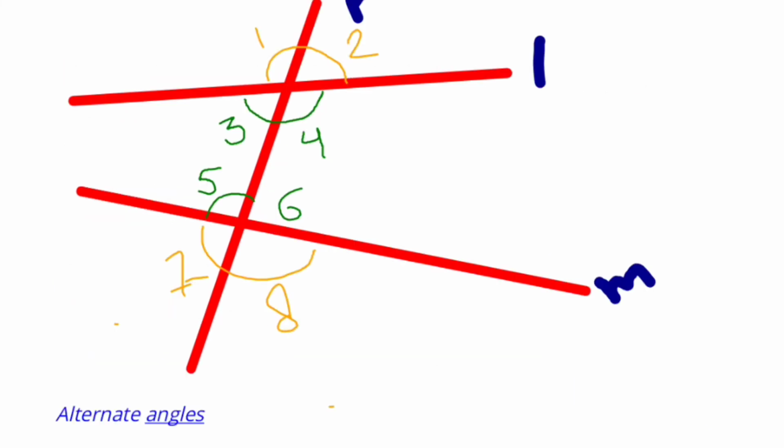The next type of angles are alternate angles. In this you will study two types of angles, alternate interior and alternate exterior.